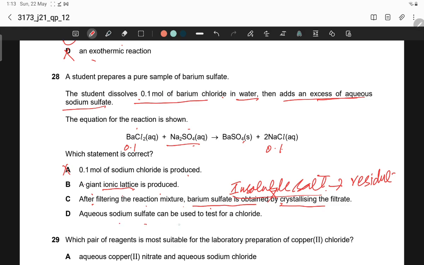Aqueous sodium sulfate can be used to test for chloride. Aqueous sodium sulfate cannot be used to test for chloride ions. Silver nitrate can be used. So a giant ionic lattice is produced. Though both are ionic compounds, barium sulfate is solid, so a giant ionic lattice can be produced.